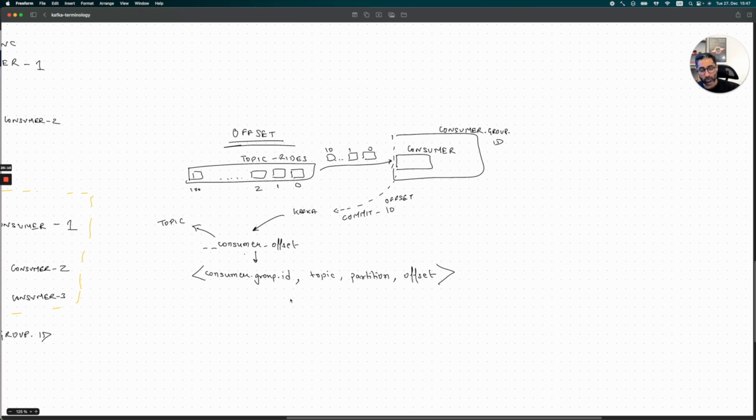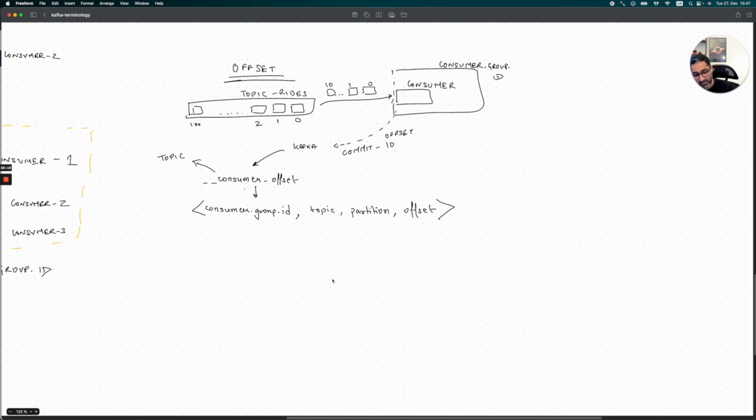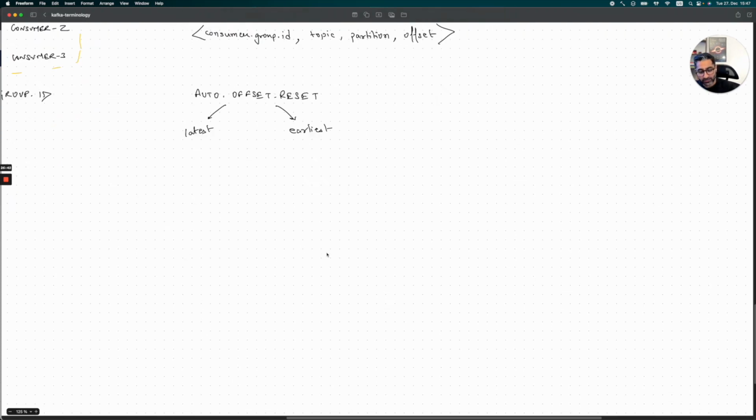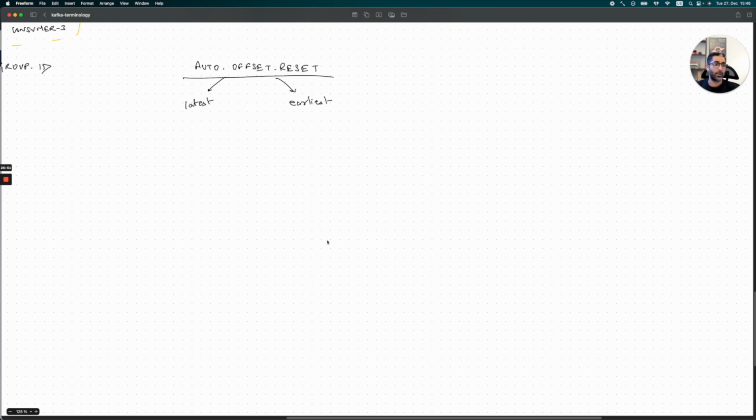And we also talked about one more thing in our last tutorial, which was basically the configuration auto offset reset. And I said there were two values which you can put here. One is basically latest, and the other one is earliest. So what is auto offset reset? Auto offset reset is basically nothing but a way to tell Kafka how to react when a new consumer group ID has been attached to it.